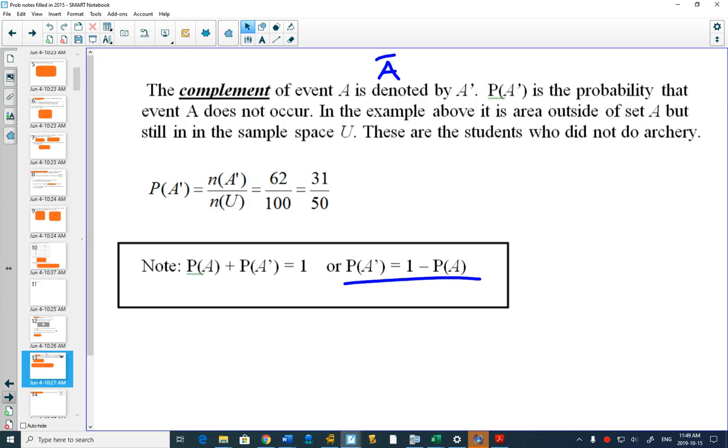And this idea is sometimes really, really useful for figuring out questions. Does it make sense that the probability of A plus the probability of not A will always be 100%? I wonder, what are the chances that tomorrow it rains or it doesn't rain? 100%.